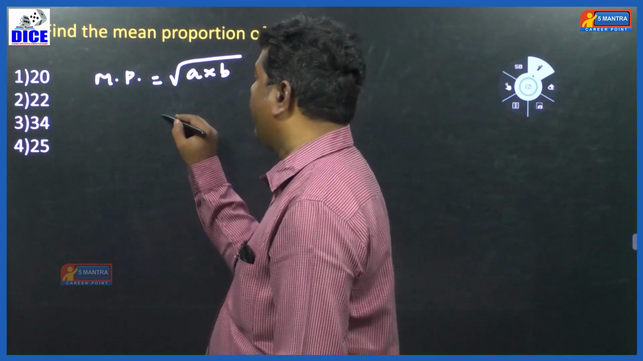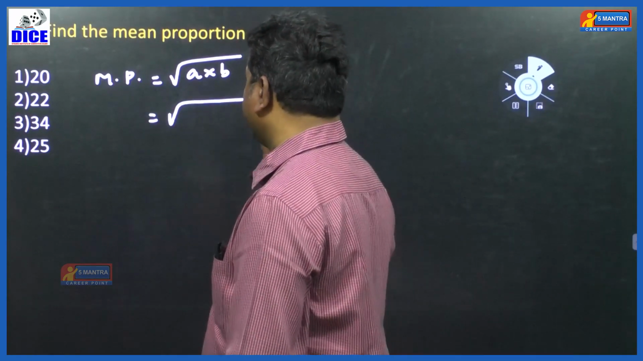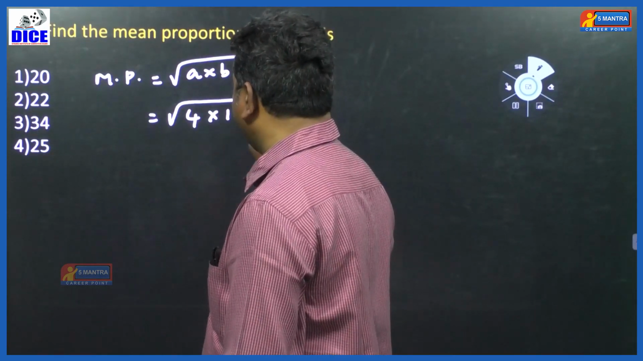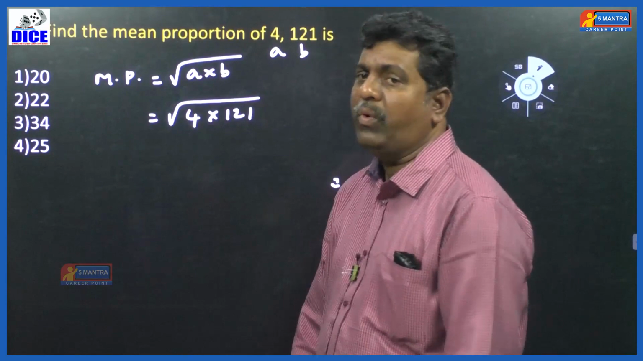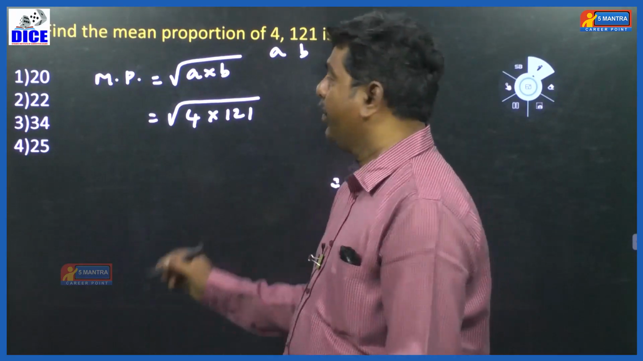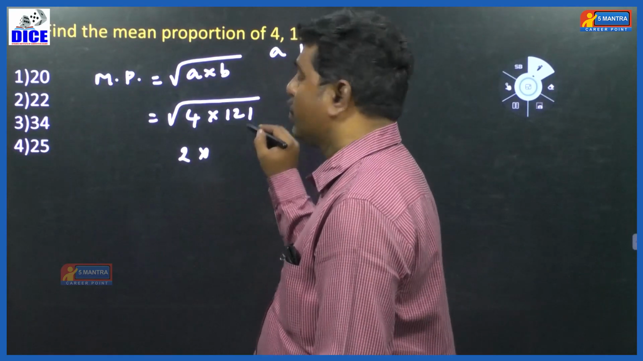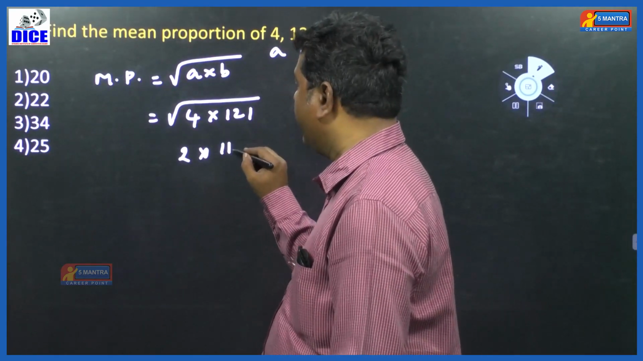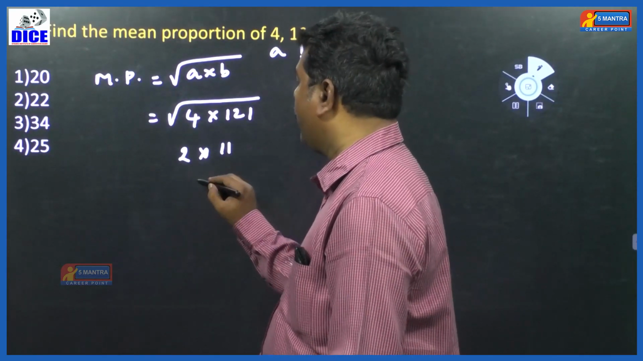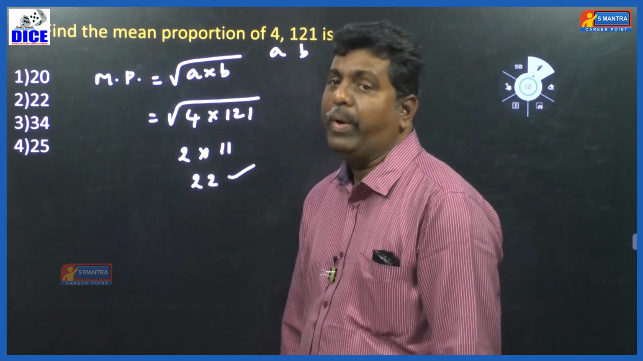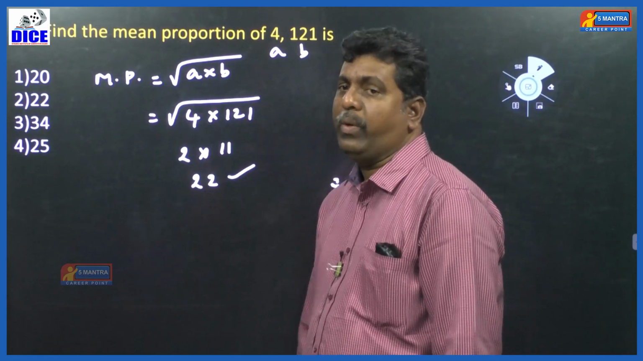Applying the formula, this is equal to square root of A into B, where A means 4, B means 121. So square root of 4 is 2, into square root of 121, which is 11. So 2 into 11, the value is 22. 22 is the required answer.